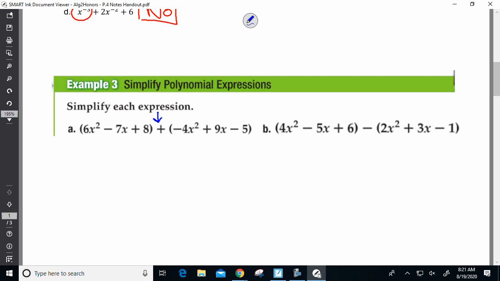So you can go right ahead and just combine like terms. You have 6x squared and negative 4x squared. Put those two together. 6x squared, negative 4x squared, 2x squared.